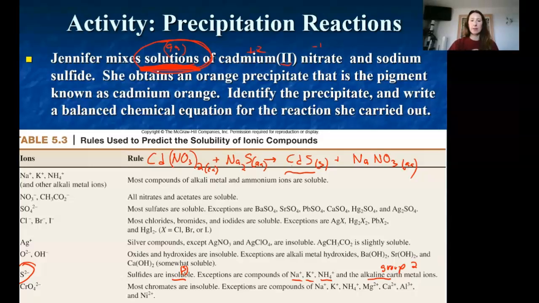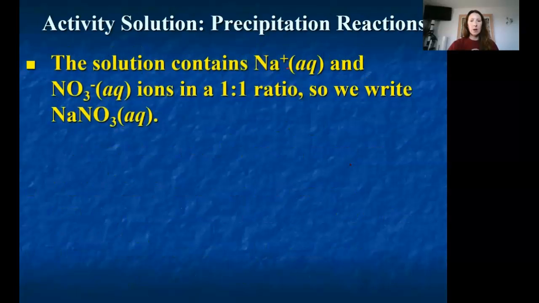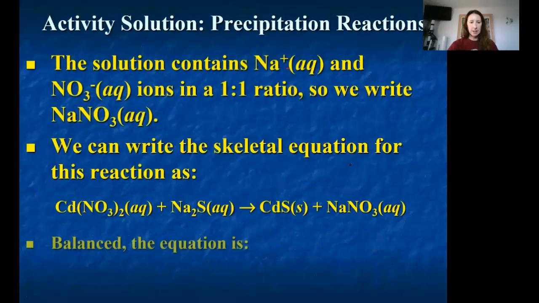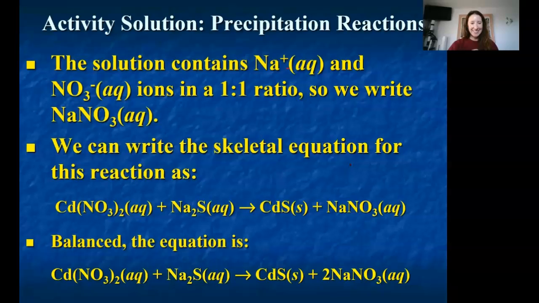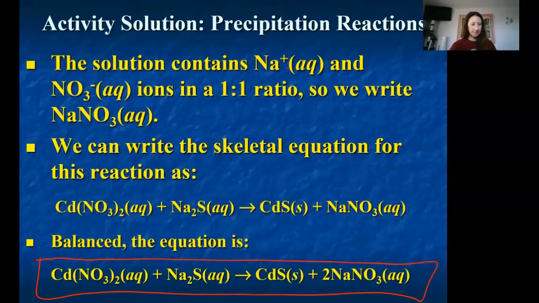And oh, we have to balance it, right? So when we balance it, we have a nitrate. We have a 2 here, and then we are balanced. Okay, so here it is, much nicer. And here's what we ended up with in the end. Okay, so again, that's our double displacement reactions.